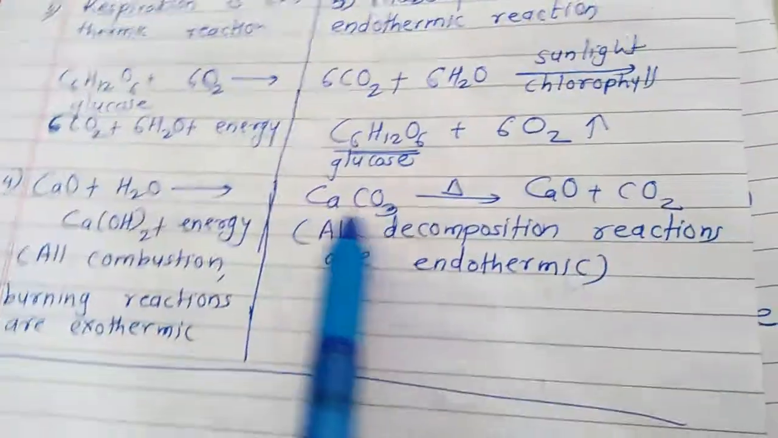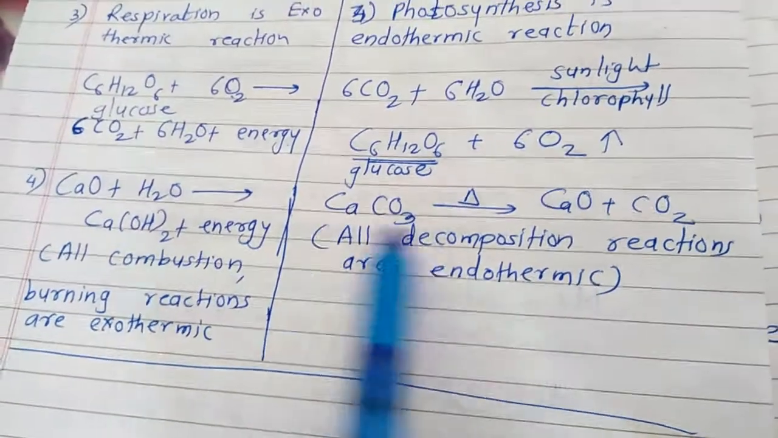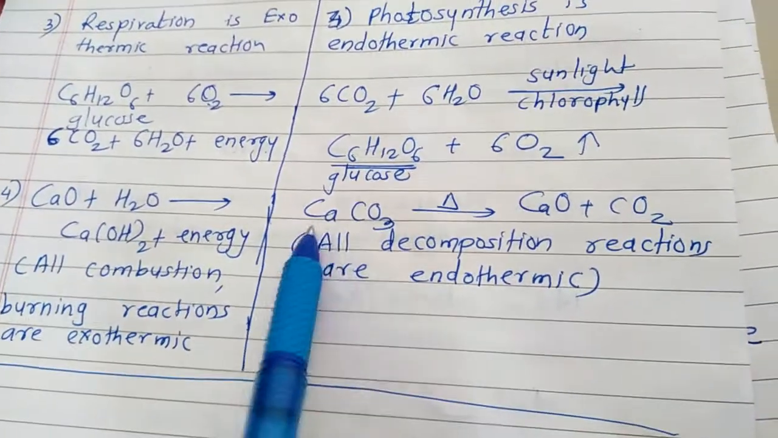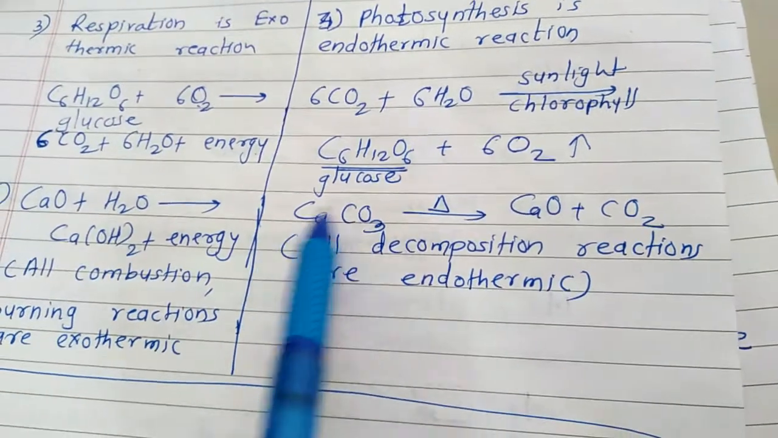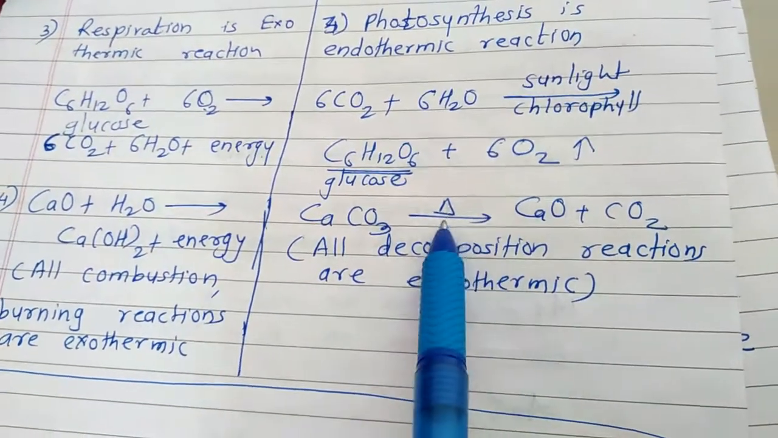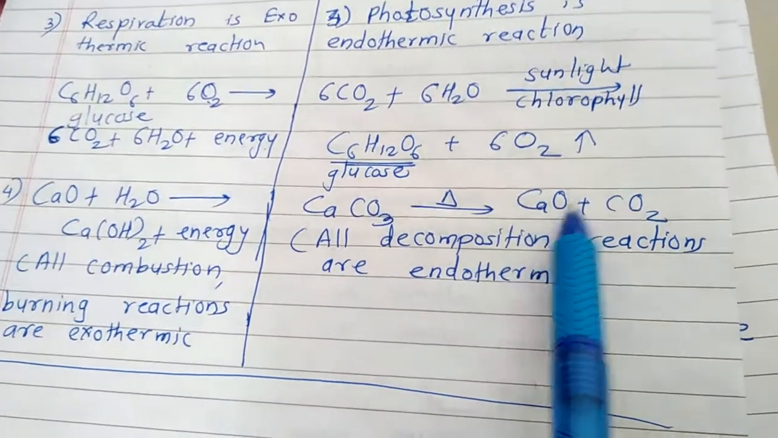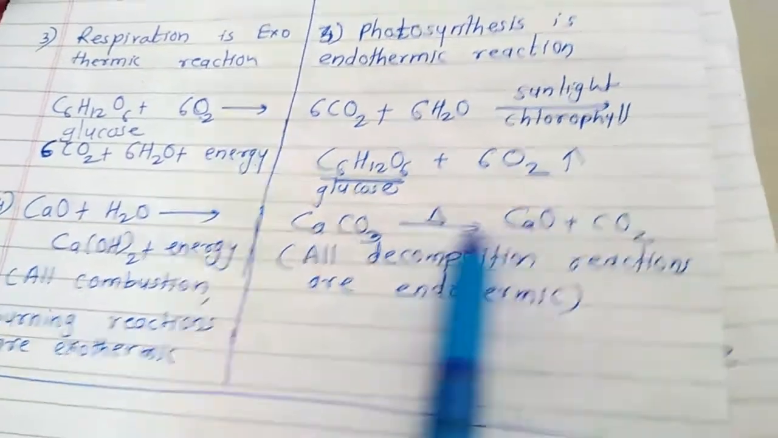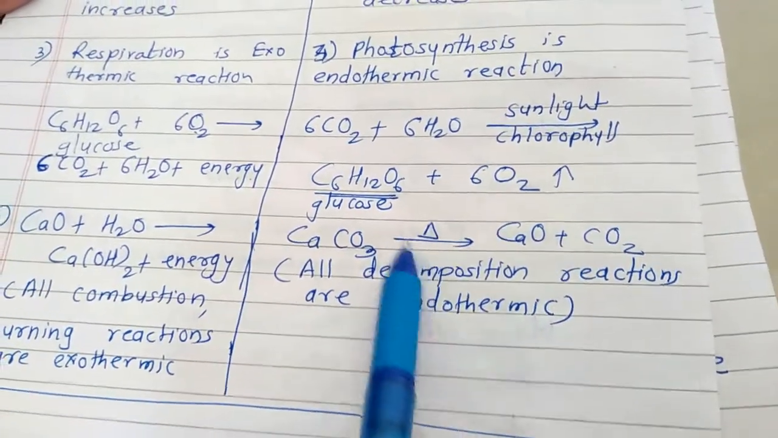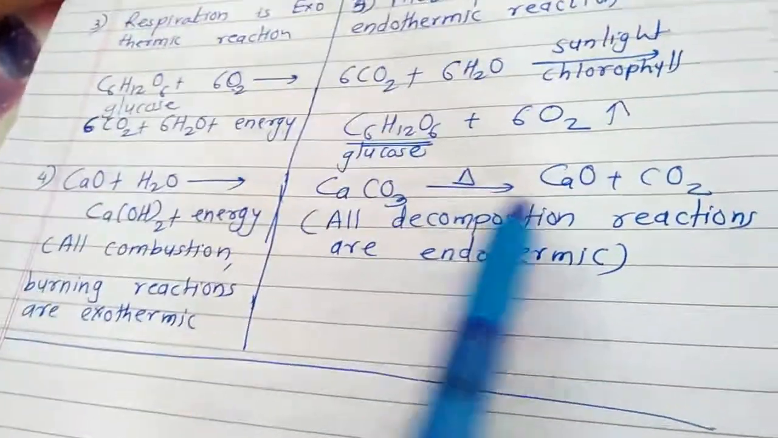But if we heat calcium carbonate, we have already seen this reaction. It is a thermal decomposition reaction. When calcium carbonate is heated, it splits into calcium oxide and carbon dioxide gas. So here energy is absorbed, energy is needed. So it is an example of an endothermic reaction.